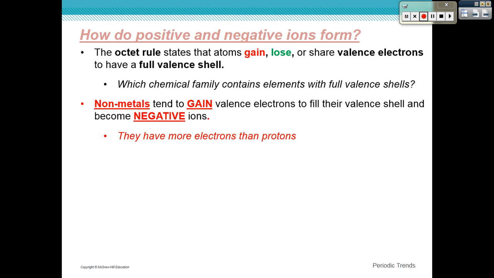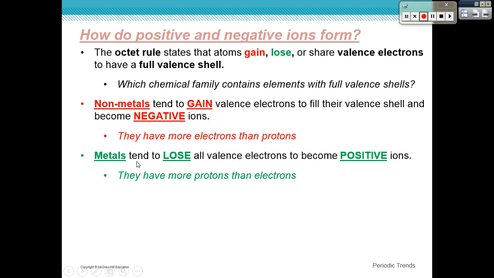So in general, nonmetals will gain valence electrons to fill that shell and become negative, because if you are gaining negative electrons, you're adding something negative to yourself, it will make you negative. And the reason being, of course, is because you'll have more electrons than you do protons now. The opposite is the case for metals. Metals will lose their valence electrons and become positive. And if you have less electrons now, then you're going to be more positive. You've gotten rid of things that were negative. That should make you more positive.